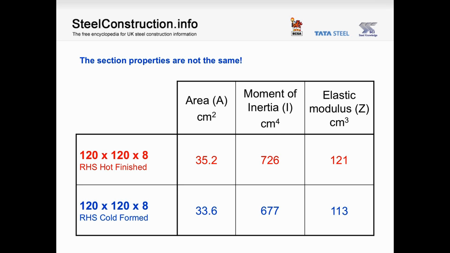Here we have a 120 by 120 by 8 rectangular hollow section, but one is hot finished while the other is cold formed. That larger corner radii in the cold formed section results in a reduced cross-sectional area, a reduced moment of inertia, and a reduced elastic modulus. In simple terms, it's not the same section.